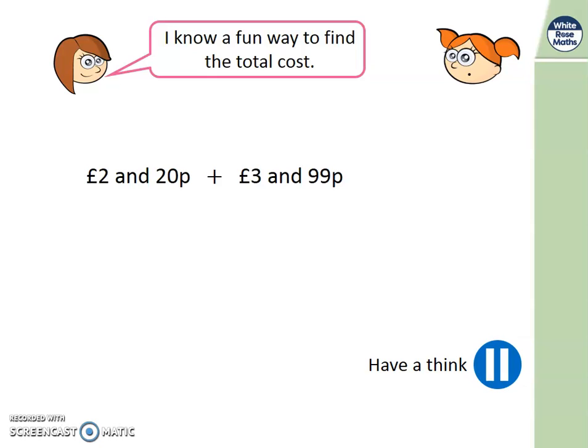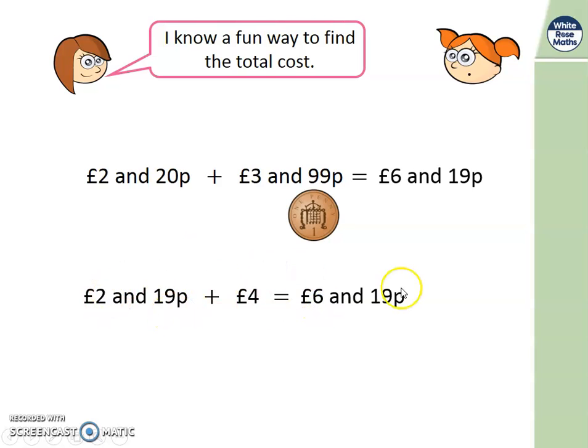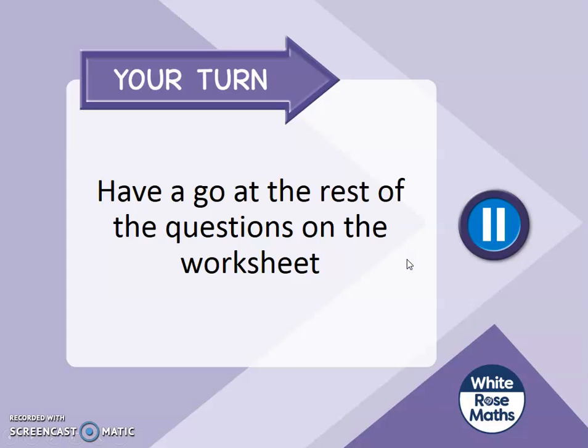Shall we look how you did? So I'm going to take 1p from this side, the 20p, and that will leave that with 19p. Put that extra penny over on this side, and that will give this now £4. This side will be £2 and 19p, and that side will be £4. £2 add £4 makes £6, and the 19p moves across. So the answer is £6 and 19p.